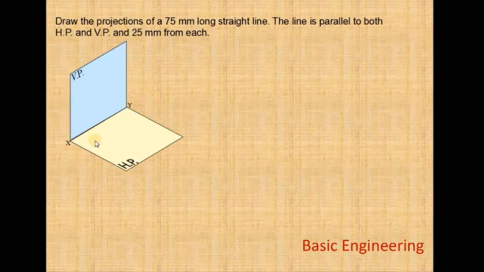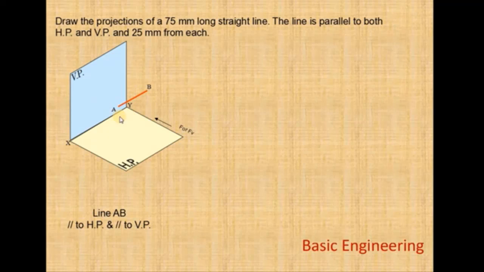The line is like this. This is the horizontal plane, this is the vertical plane, and this is the XY line, the intersection of the two planes. Here the line AB is parallel to HP and parallel to VP.